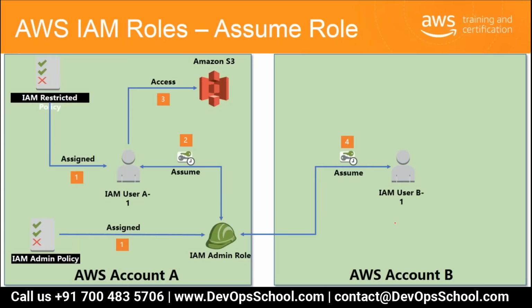Similarly, if a user on account B assumes a role from this account, he will get access to the bucket even in spite of being from the other account.